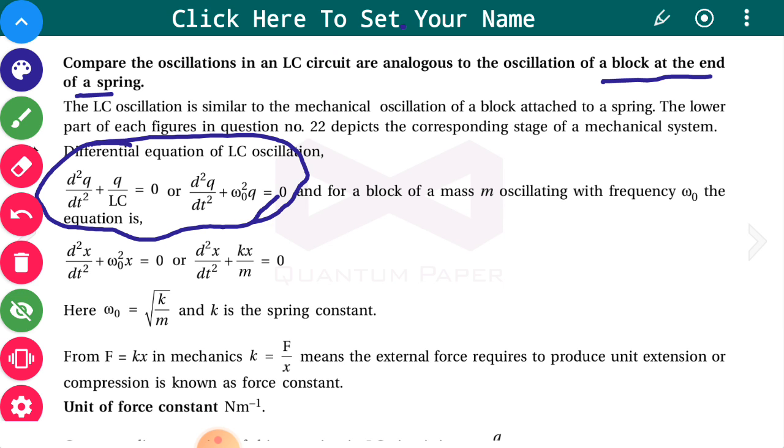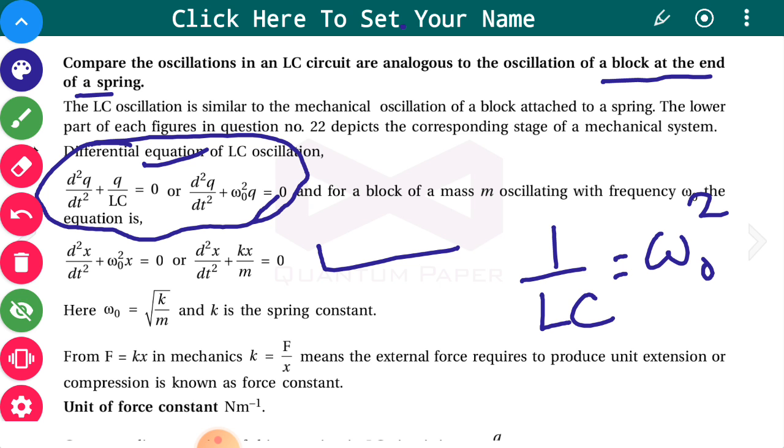These are the second order differential equations of the oscillation of the charge and the oscillation of the block. Now see, we have derived d2q by dt2 is equal to minus q upon LC, or it is written as d2q by dt2 plus q upon LC is equal to 0, and 1 upon LC is nothing but omega 0 square. So instead of this 1 upon LC, it is written as omega 0 square.